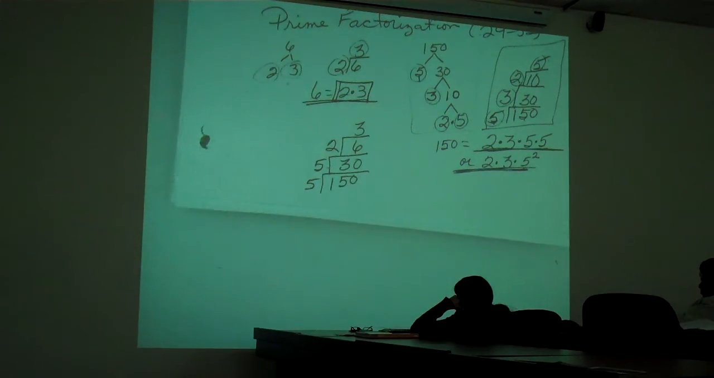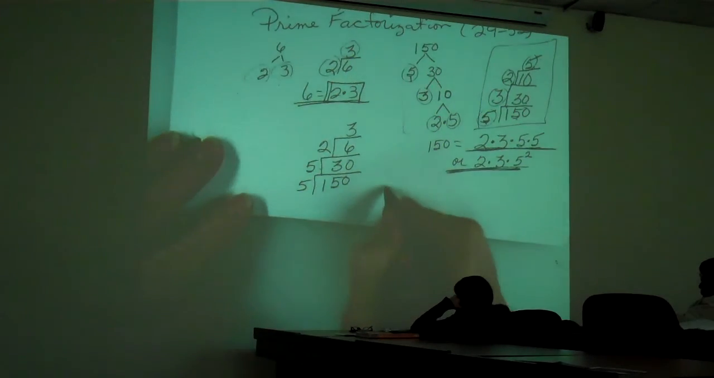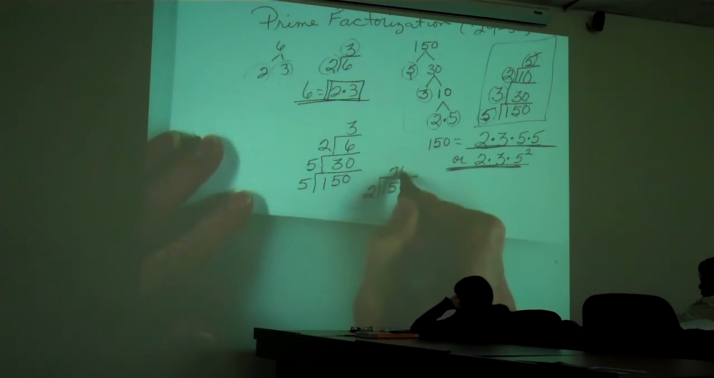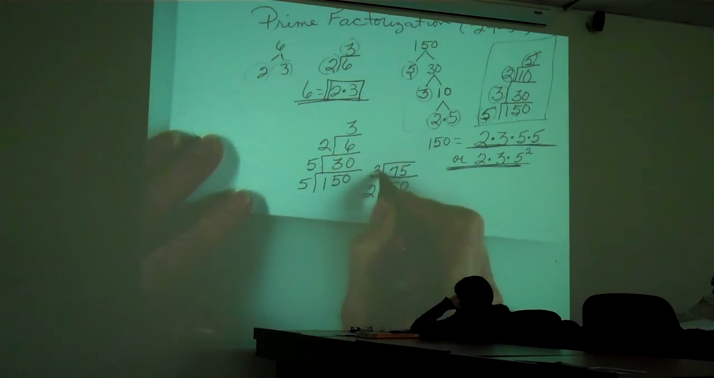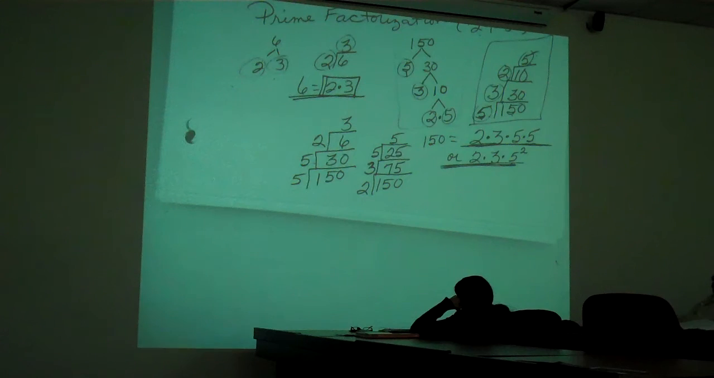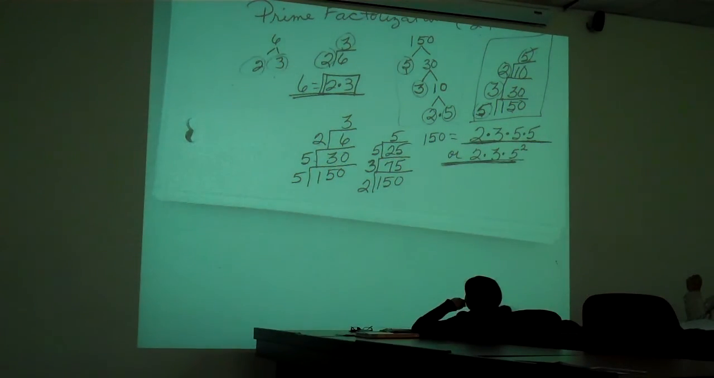So you can do it in any order. You could have started with 2, which is 75. And then 3 is 25. So it doesn't matter which order, as long as it divides into it just right without a remainder. Just don't mess up on your division. They're all going to come out 5, 5, 2, 3. And once you put them in order, everybody's will be exactly the same.